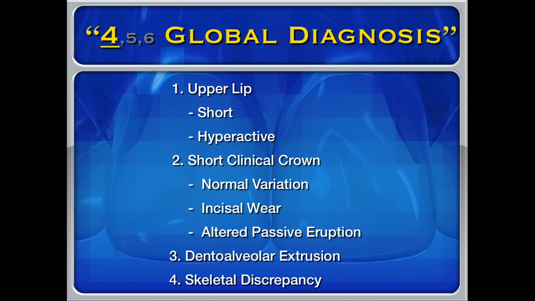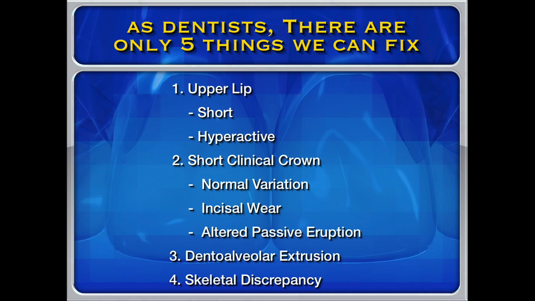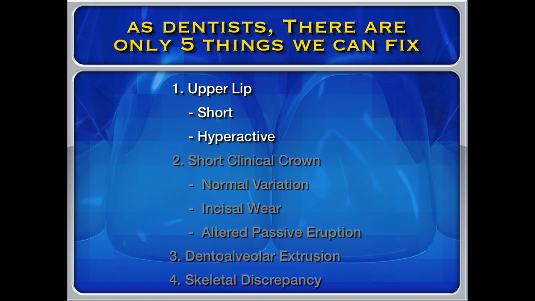First is related to the upper lip. Second is related to the clinical crown length. The third is dentoalveolar extrusion, which means the teeth have super erupted. The fourth is a skeletal discrepancy. It turns out that there are only 5 things as a dentist that we can fix. And that's the reason that this dictates all interdisciplinary treatment planning patients. The first is the landscape with an emphasis on the upper lip. The second is a short clinical crown. The third is a dentoalveolar extrusion, and the fourth is a skeletal discrepancy.